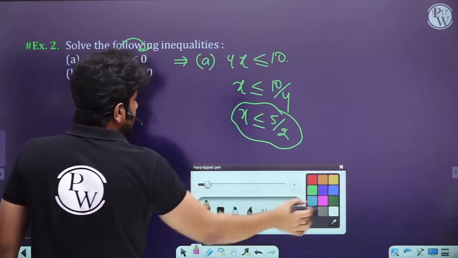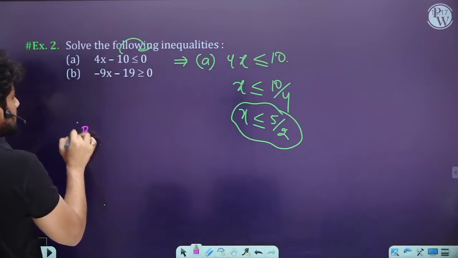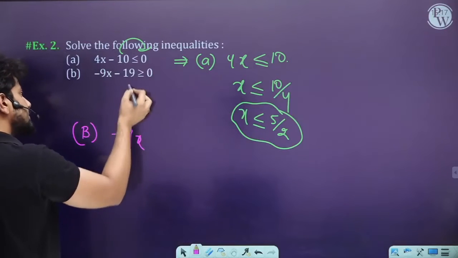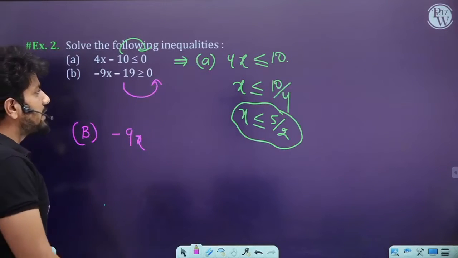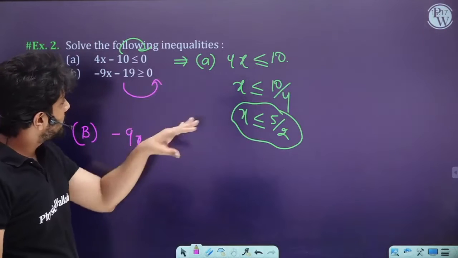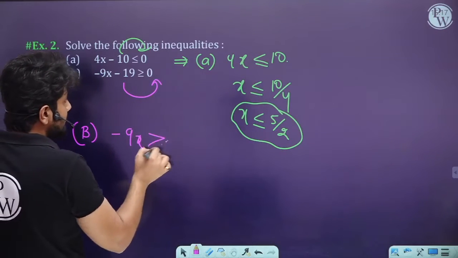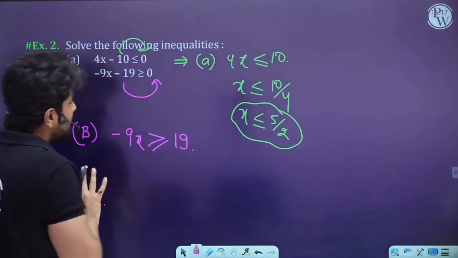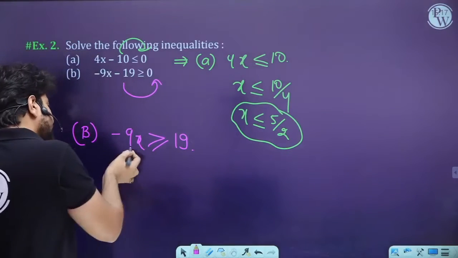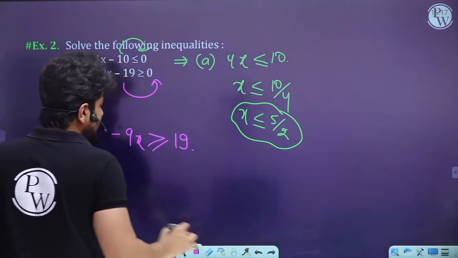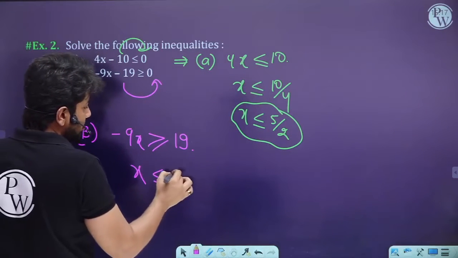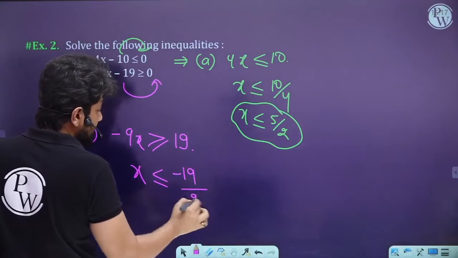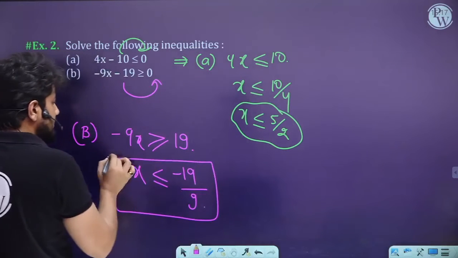Very easy. Second part, we have minus 9x. I am sending this minus 19 to the right hand side. Minus 19 will become plus 19. And it is the same inequality, greater than or equal to. There will be no change in the inequality, right? Now if I divide by minus 9, there will be a change in the inequality. So x is less than or equal to minus 19 by 9. That's our answer for this question.